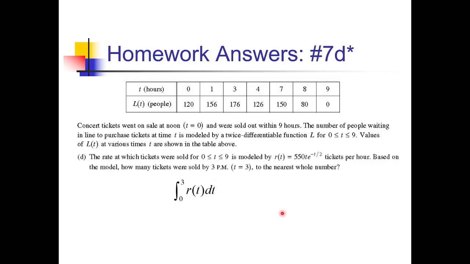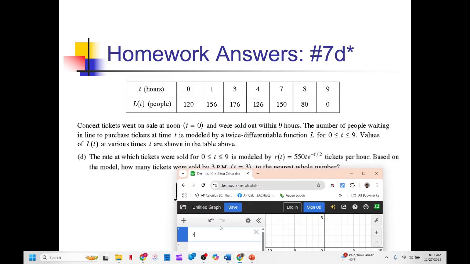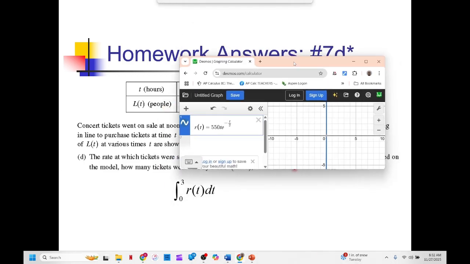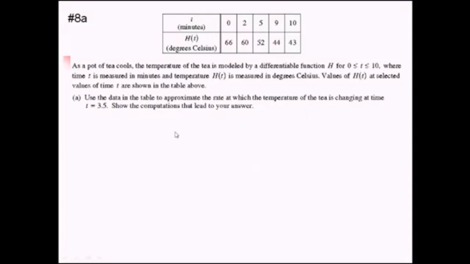Now, I'm actually going to have to do this on Desmos, so let me go there, and let me put in my r of t function. So r of t equals 550 t e exponent negative t over 2. There we go. That looks like what I was given in the problem. And I now need the integral of this thing from 0 to 3. So int 0 to 3 r of t dt gives us, they wanted the nearest whole number, so 973 tickets sold.